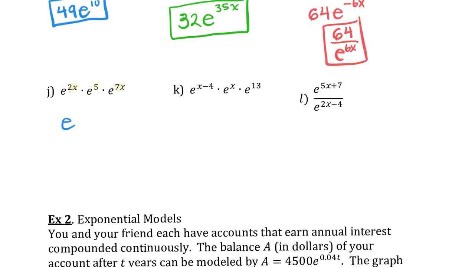Okay, but the like terms, 2x and 7x are like terms. So that's going to be 9x. But I still got to add that extra 5. So it's 9x plus 5. And even though it looks weird, we're going to leave it like that.